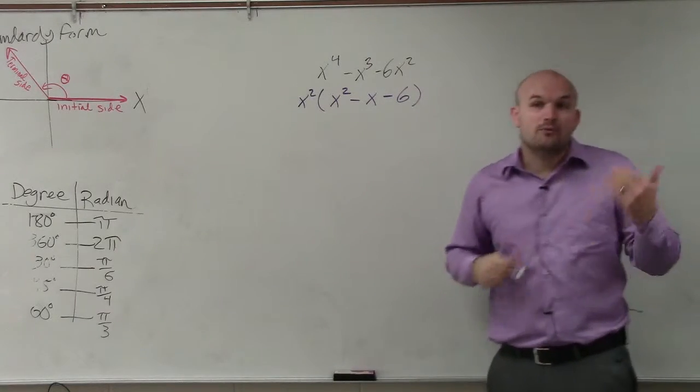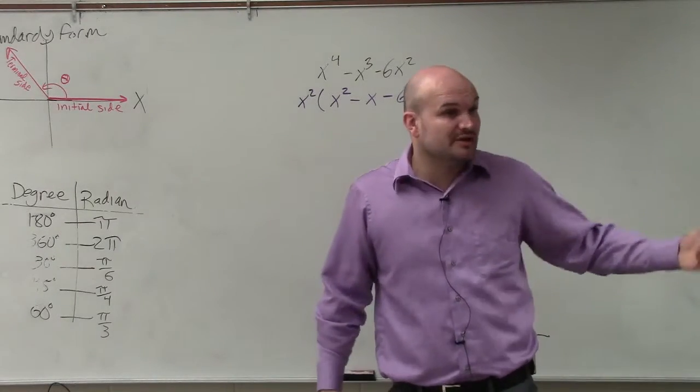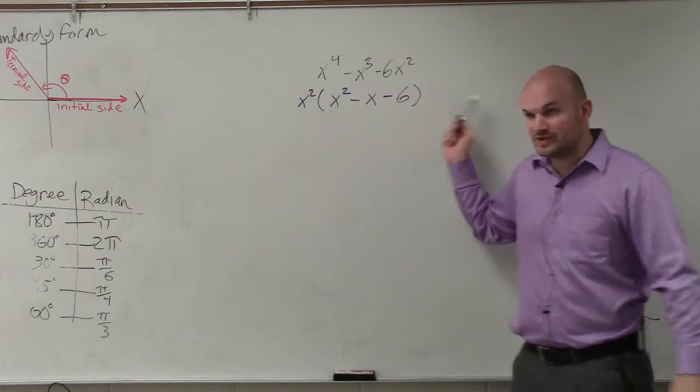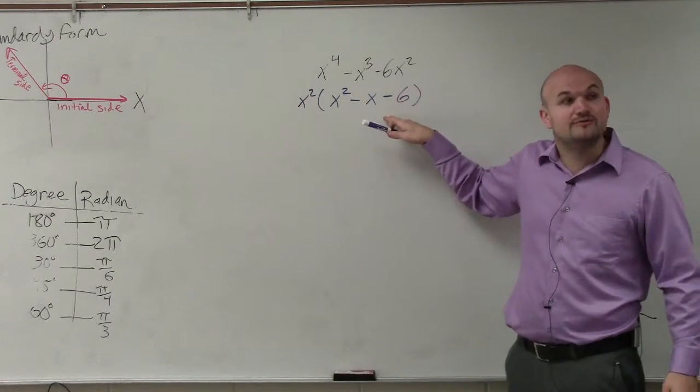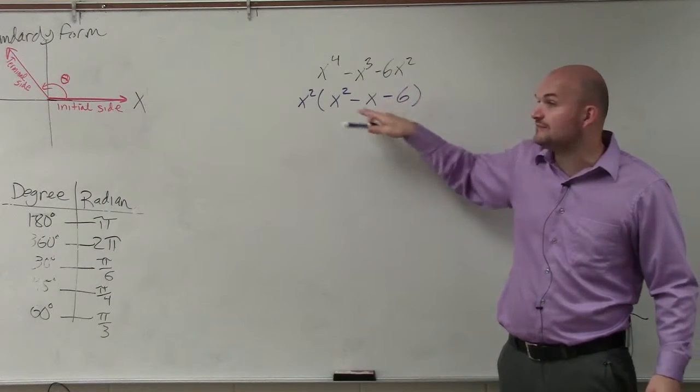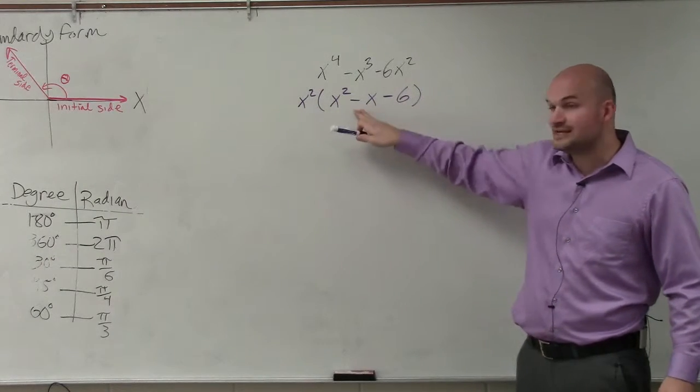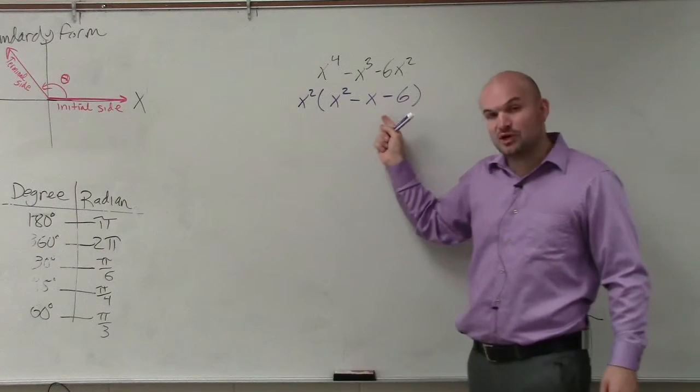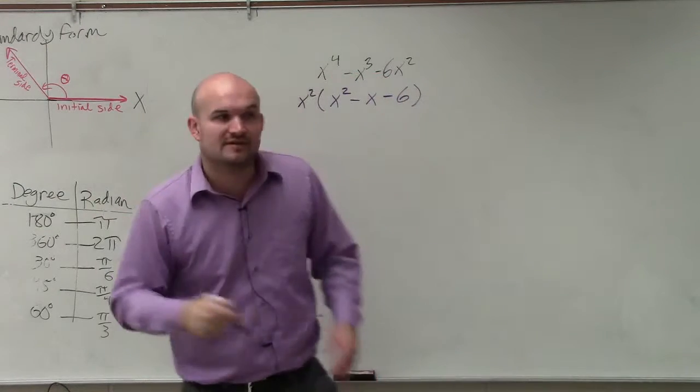OK? Now what we want to do is, can we continually factor this? Can we factor this further down? Well, we have this trinomial. And if we remember factoring trinomials, after I factor out x squared, is this factorable? Can we find two numbers that multiply to give us negative 6, but then add to give us negative 1?